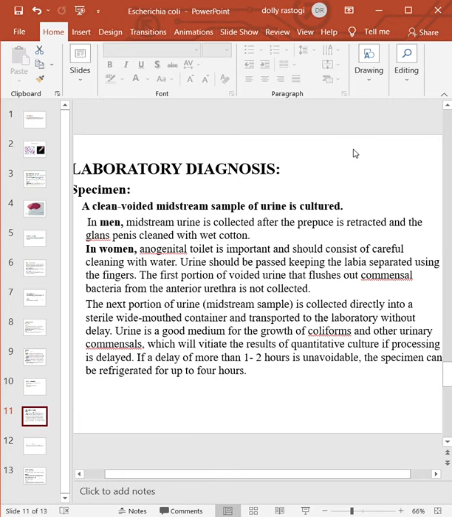Now coming to the lab diagnosis, the specimen which is generally collected for diagnosis of E. coli is urine. A clean, voided, midstream sample of urine is cultured. In men, it is collected after the prepuce is retracted and the glans is cleaned with wet cotton. In women, the anogenital toilet is important and it should consist of careful cleaning with water.